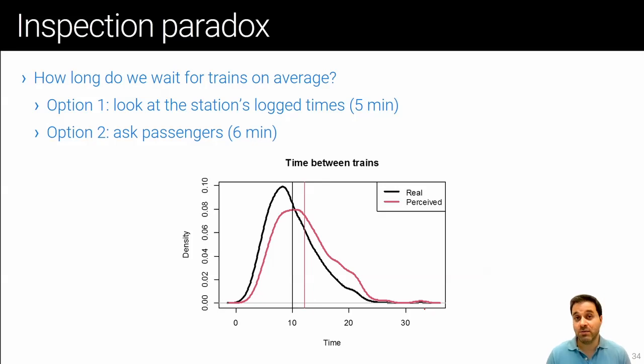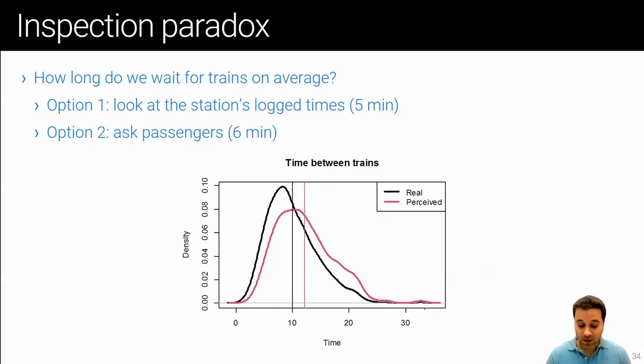And then the second option is we could just go there and ask the passengers, how long did you wait today? How long did you wait yesterday, etc. And it turns out that if we actually do that, the average is 6 minutes. So we have these two different studies that are trying to measure the same thing. What is the average time between trains? They're giving us different answers, 5 or 6 minutes. In principle, both of them are okay, but option two is not.